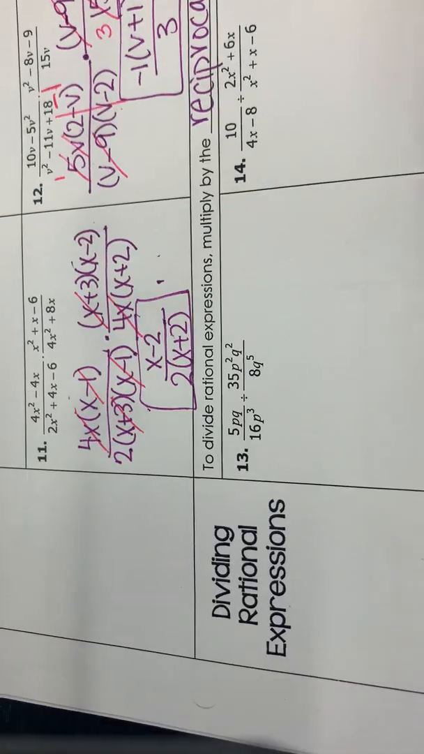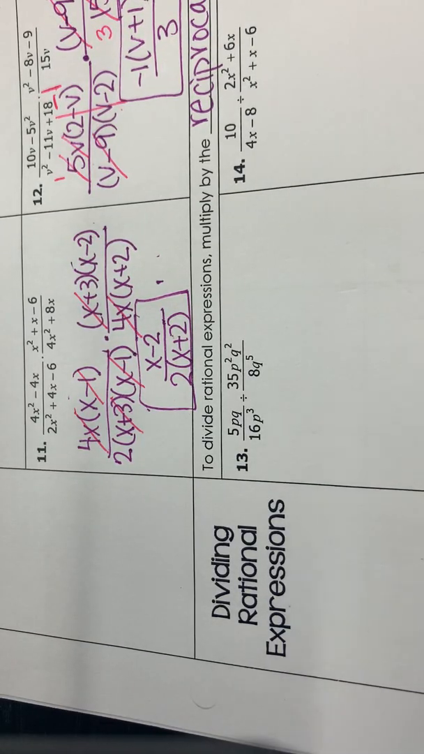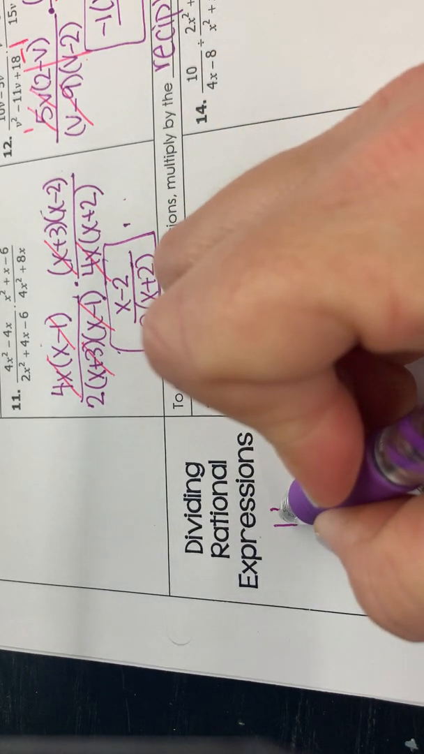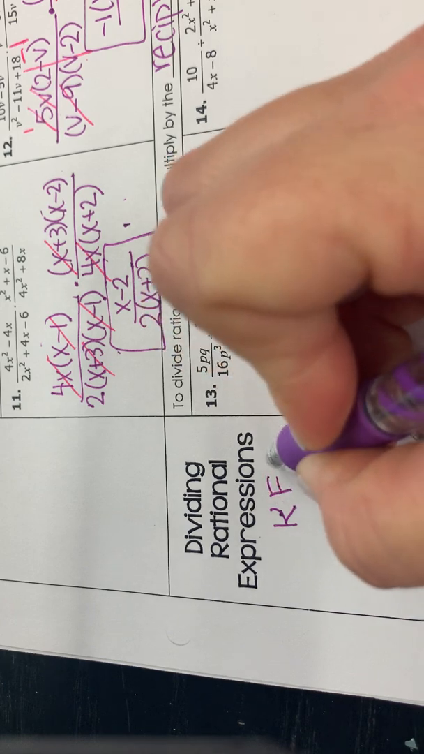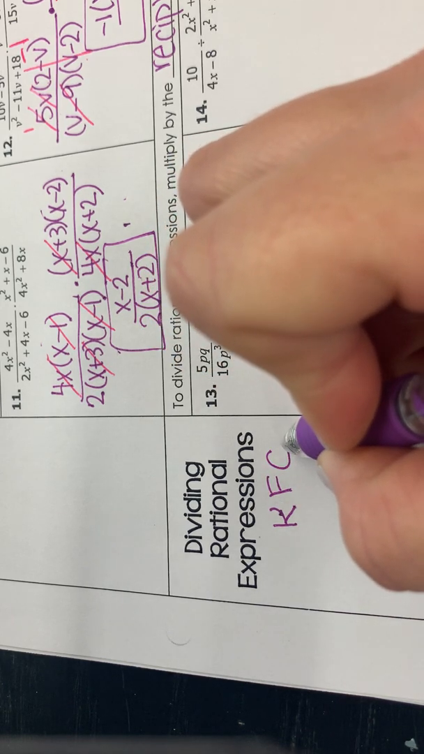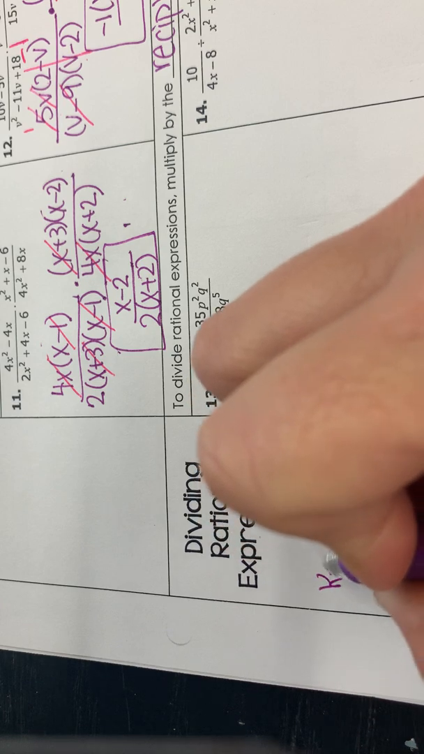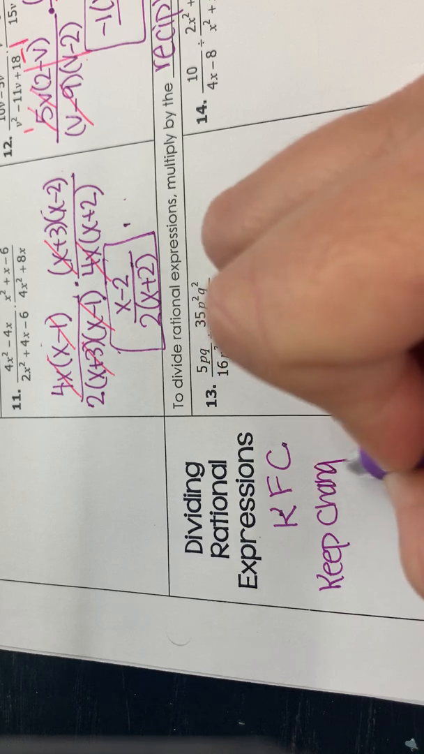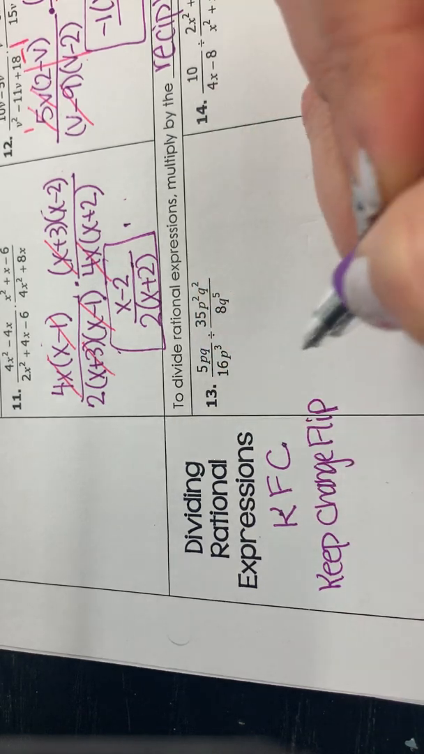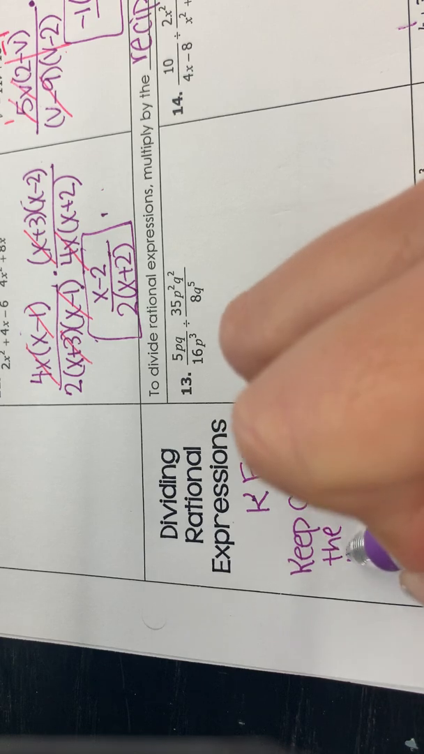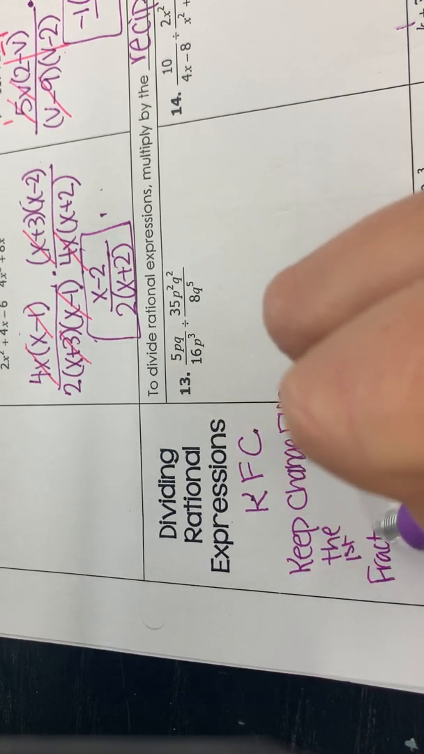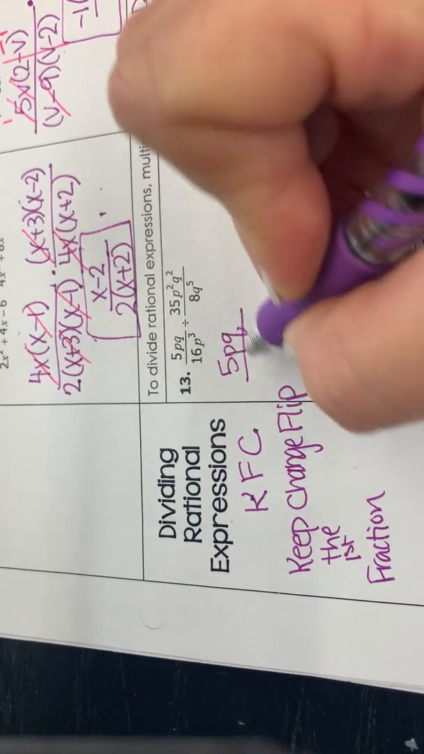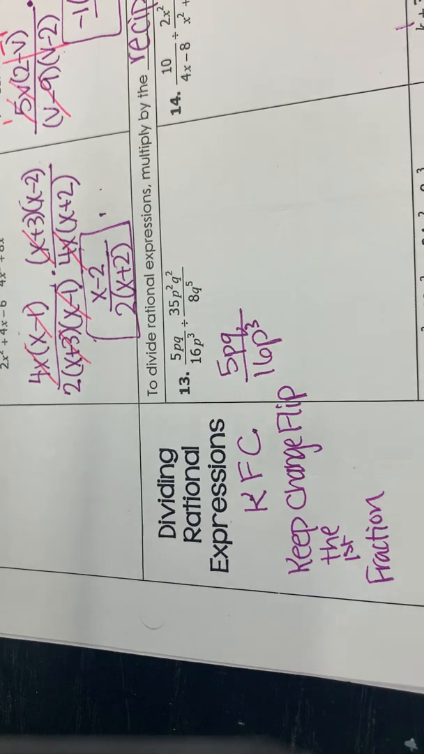You flip it. Remember when you had to divide fractions, some of you learned the KFC method, okay? Now, I never taught the KFC method. I always said keep, change, flip, okay? You keep the first fraction, like you keep it just the way it is. So I'm just gonna rewrite. I kept it. There we go.